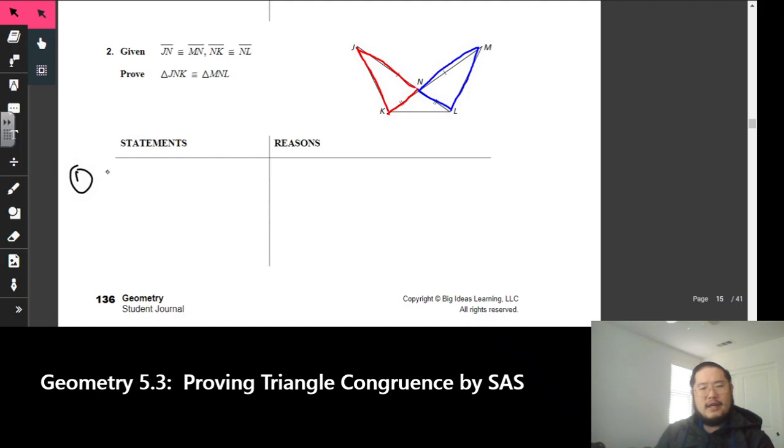We have JN is congruent to MN. Great. We have one pair of sides congruent. We have NK is congruent to NL. Excellent. So those two things are congruent, and you can see on the diagram how they have the little hash marks there. So we'll go ahead and put right here that it is given.